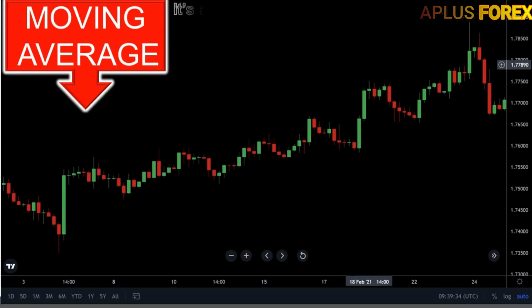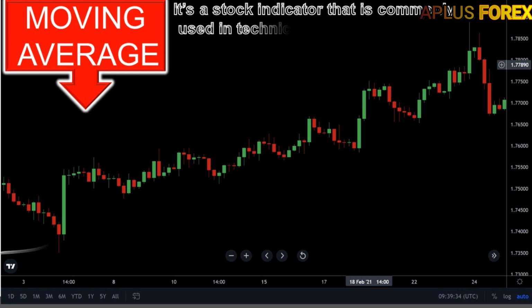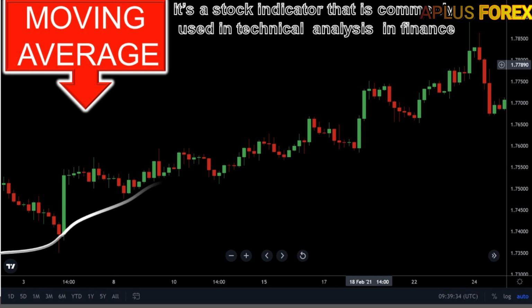To define, a moving average is a stock indicator that is commonly used in technical analysis in finance. The purpose of calculating a stock's moving average is to smooth out price data by creating a constantly updated average price. So it is referred to as the moving average as it is continually recalculated, which is based on the latest price data. It is a trend following or lagging indicator because it's based on past prices.